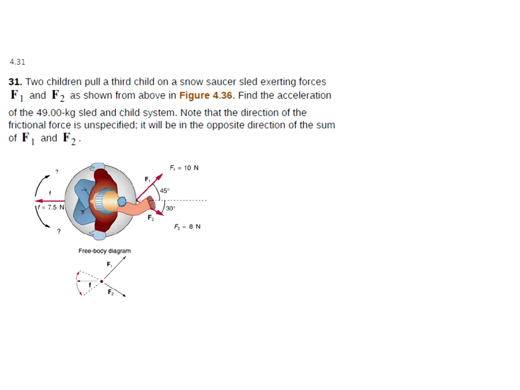All right, here is another problem. 2 children pull a third child on one of these saucer sleds. So you maybe had one as a kid, maybe you still have one. So we've got F1 and F2 with the angles shown. And we need to find the acceleration of the 45 kilogram sled and child system. So that's a pretty big kid, because these saucers are plastic. They can't have a greater mass than maybe a kilogram or so, 2 at the most. So that's a 47 kilogram kid.